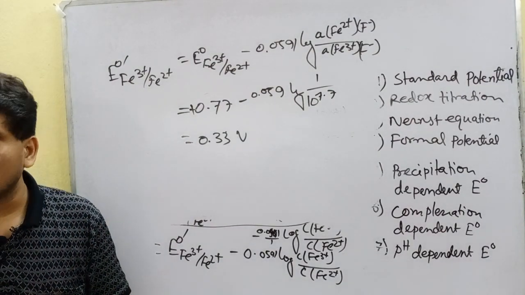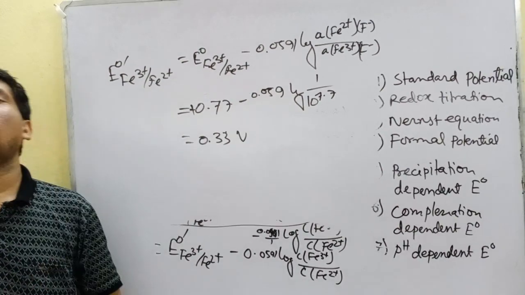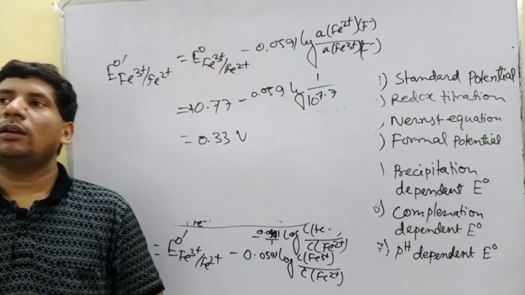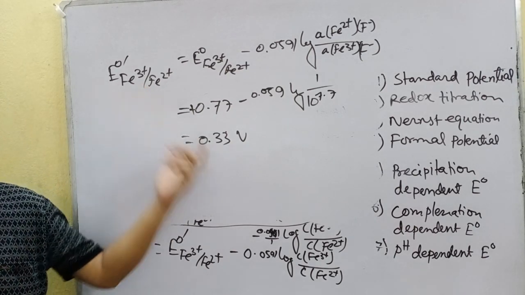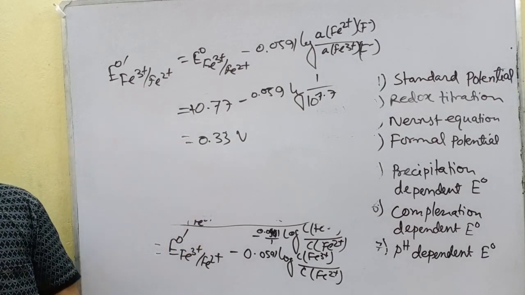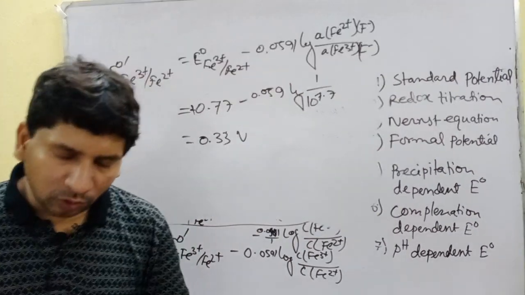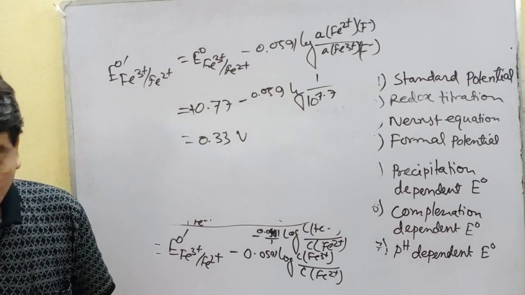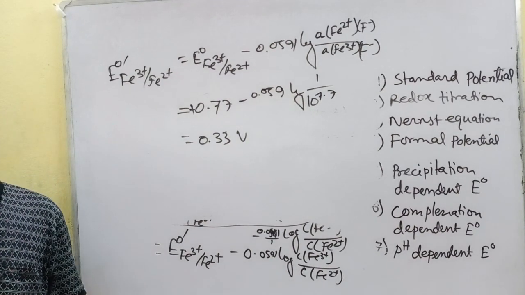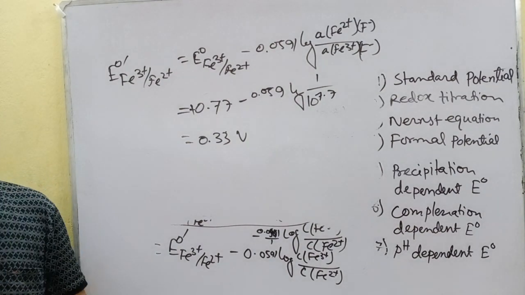In most cases, the complex ion of the oxidizing form is more stable than that of the reducing form, because the value is changed. This is known as the formal potential, E0 dash. And how this potential depends on pH.